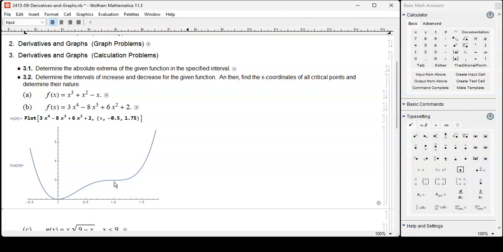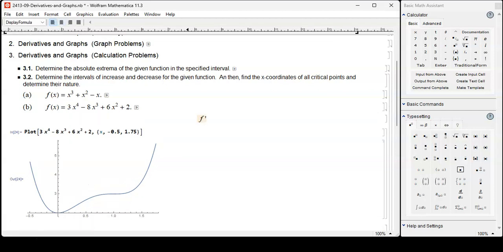Does it look that way? Okay, that's an anticipation. Let's verify. Take the derivative. 12x to the third power minus 24x squared plus 12x equals 0. Did I do this right?